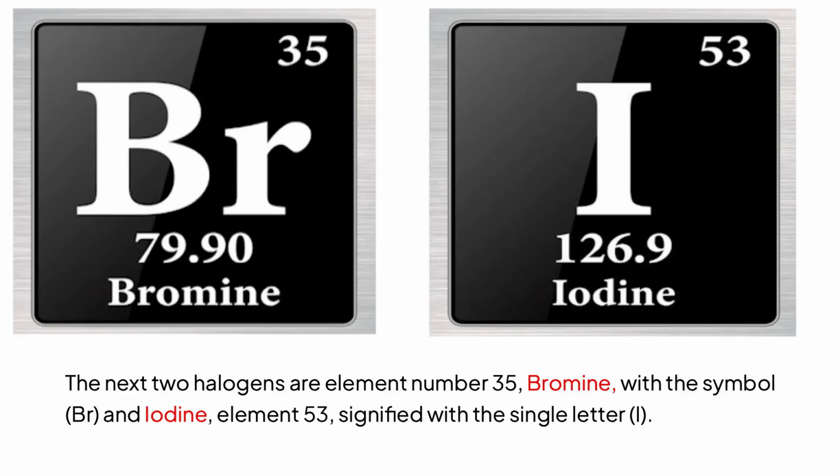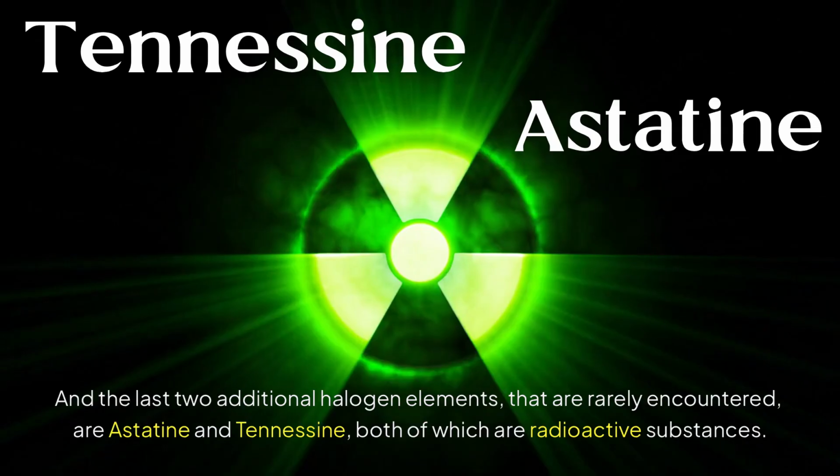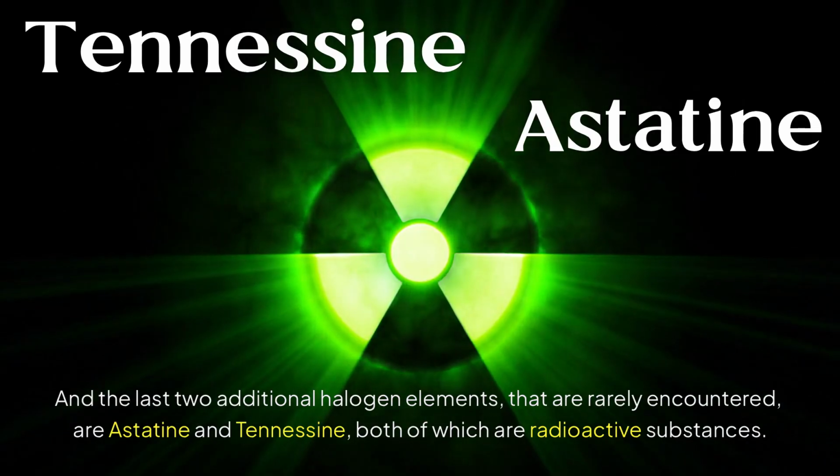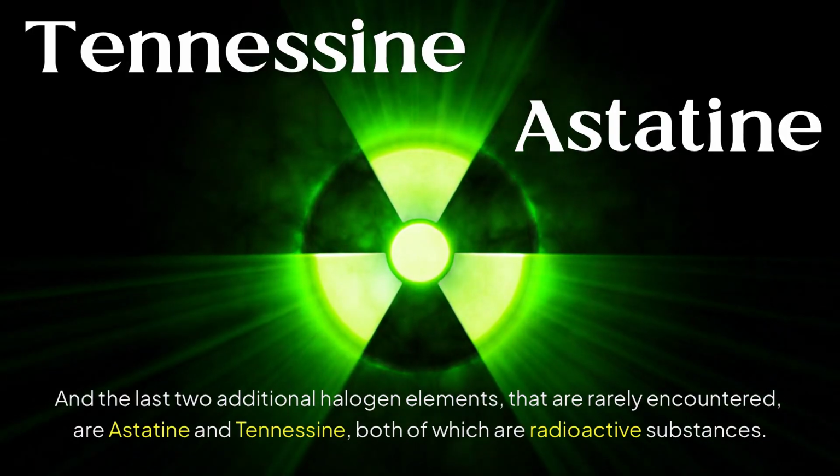The next 2 halogens are element number 35, bromine, with the symbol Br, and iodine, element 53, signified with the single letter I. At room temperature, bromine is a dense reddish-brown liquid, while iodine is a shiny, dark purple-gray solid. Iodine easily sublimes into a purple vapor when heated. And the last 2 additional halogen elements, that are rarely encountered, are astatine and tennessine, both of which are radioactive substances.